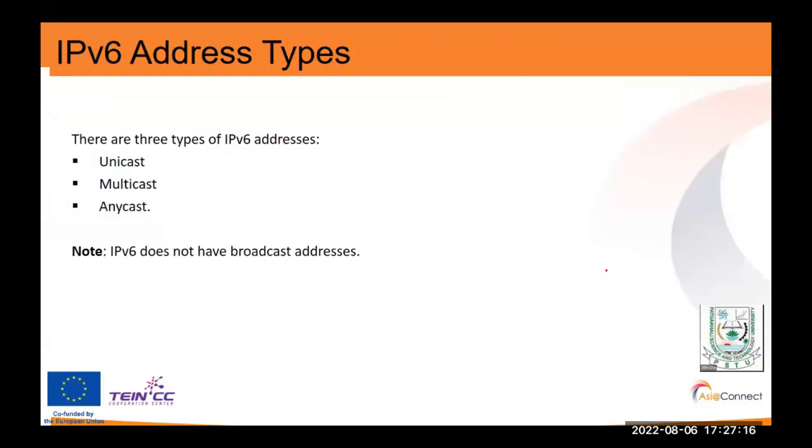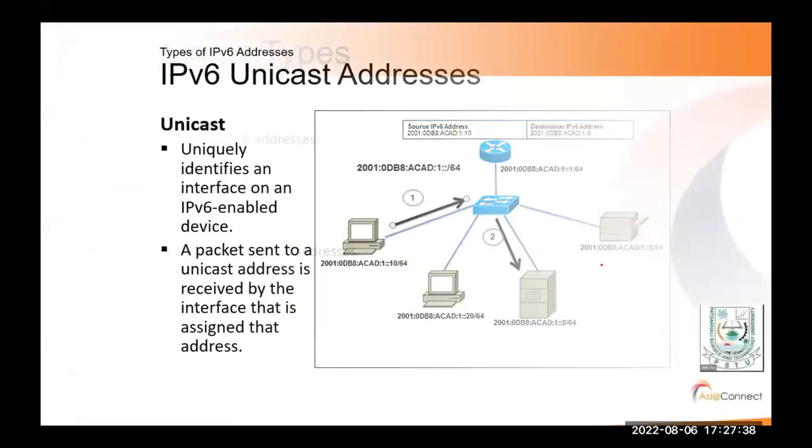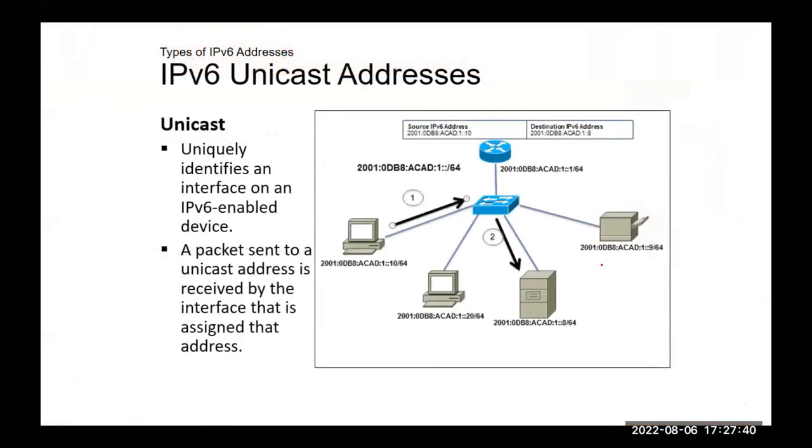Basically IPv6 address has three types: unicast, multicast, and anycast. Unicast means one-to-one, multicast means one-to-many, and anycast means nearest of a group. But IPv6 does not have a broadcast address. Previously we have seen that in IPv4 the last address is the broadcast address, but here there is no broadcast address. So this is basically the IPv6 unicast address, just one-to-one.